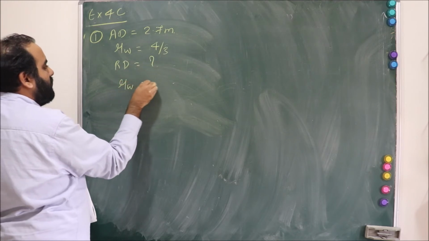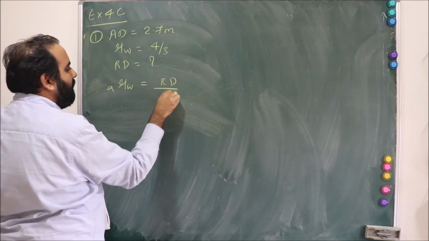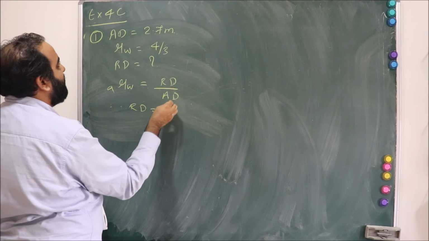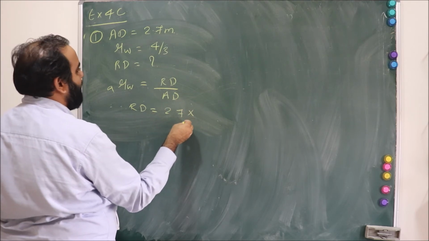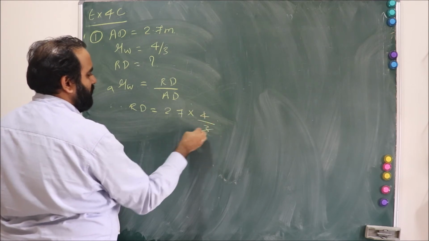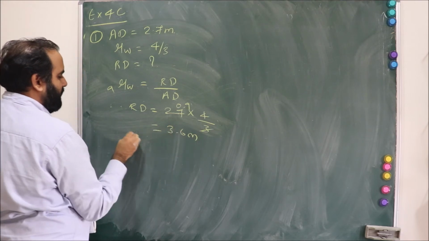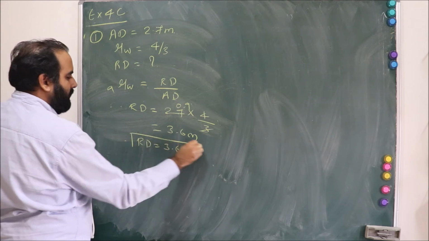So mu W with respect to air is real depth upon apparent depth. So real depth is how much? Apparent depth is 2.7, multiplied by 4/3. So 3.6 meter. So real depth is 3.6 meter.